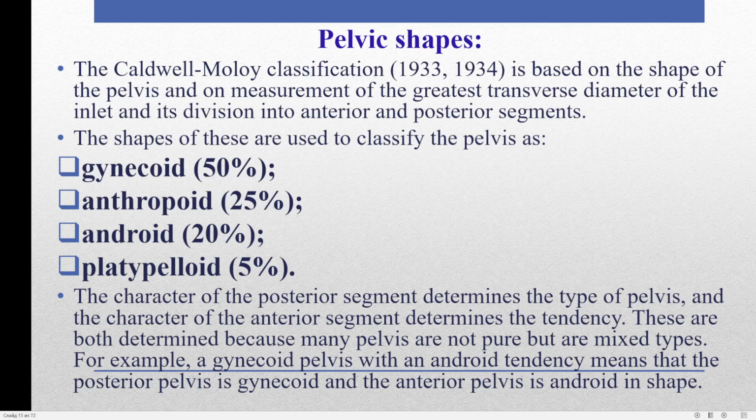The character of the posterior segment determines the type of pelvis, and the character of the anterior segment determines its tendency. Both are determined because many pelvises are not pure but are mixed types. For example, a gynecoid pelvis with an android tendency means that the posterior pelvis is gynecoid and the anterior pelvis is android in shape.